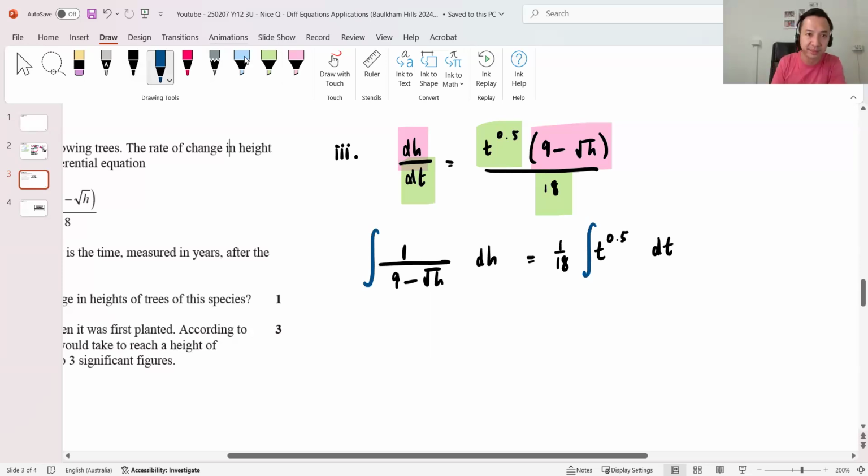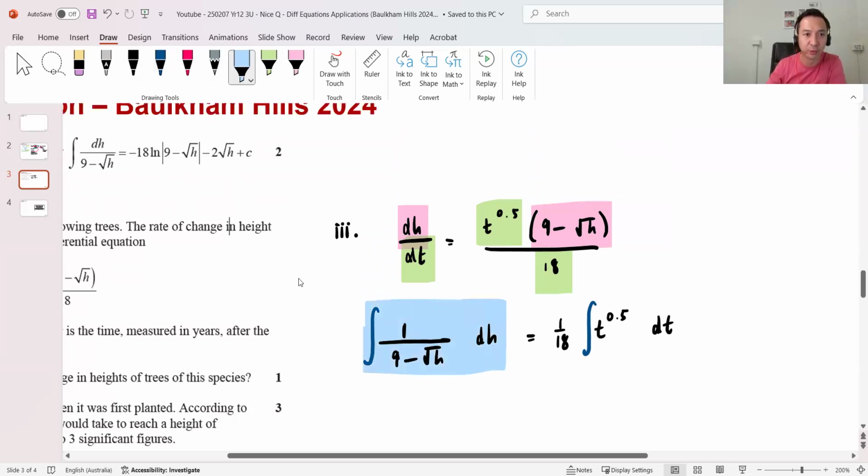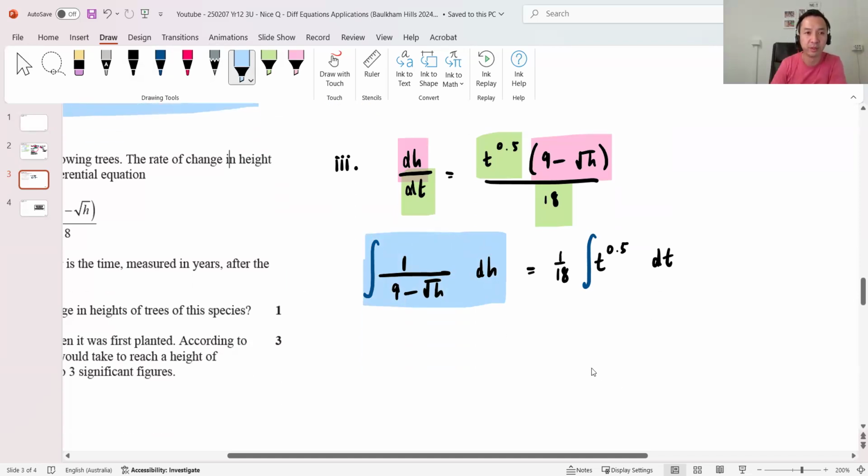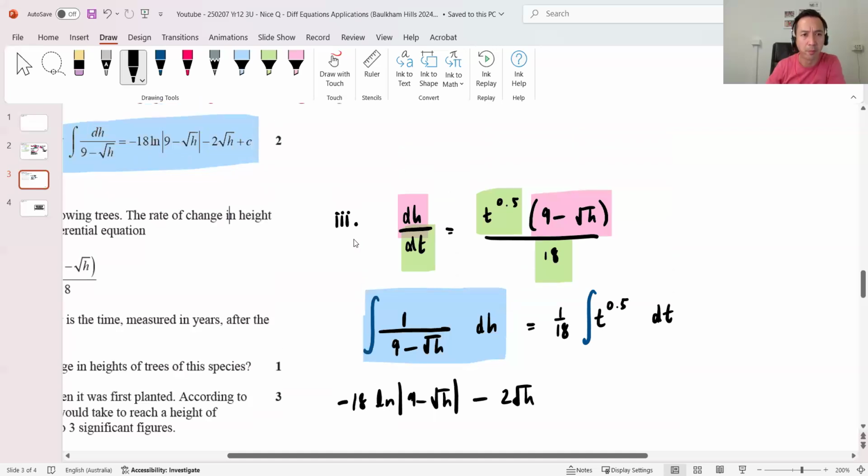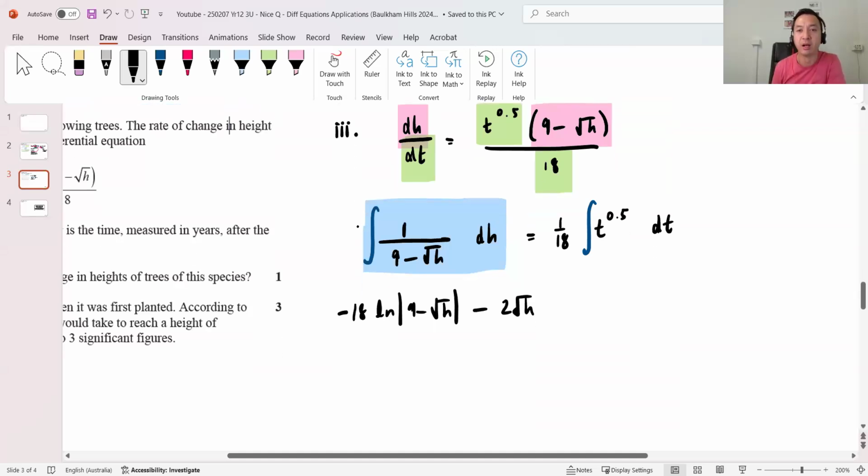Now, guys, for this expression, that is already done, right? I've already got that from part A. So part 1, yep. So I'm going to basically go that equals negative 18 ln 9 minus root h minus 2 root h. I think, was it? Man, good memory. And I know it's plus c, but both sides have an unknown constant, so I'll just do plus c once on the right-hand side.